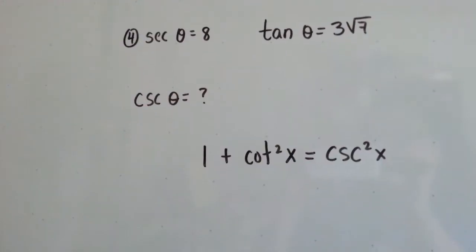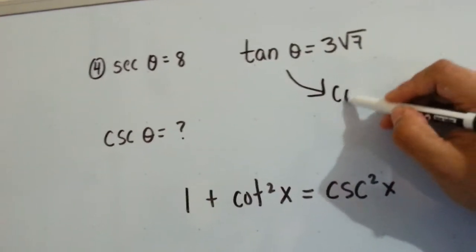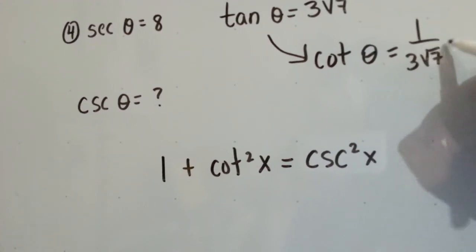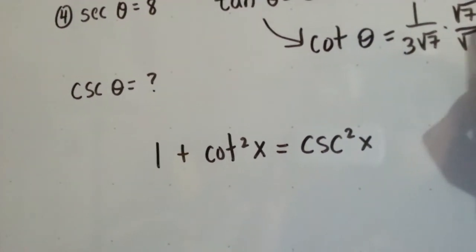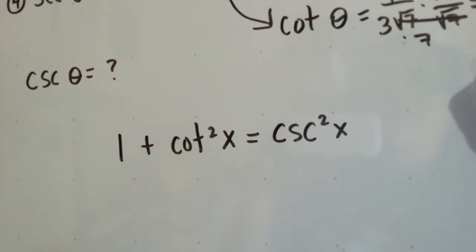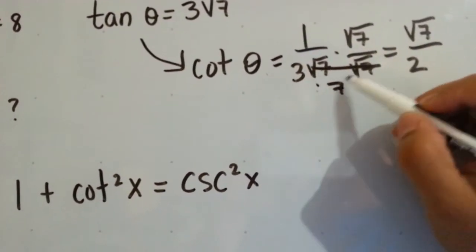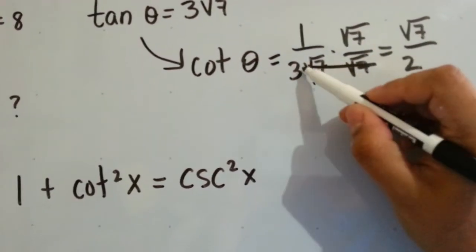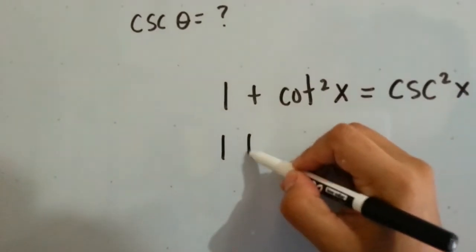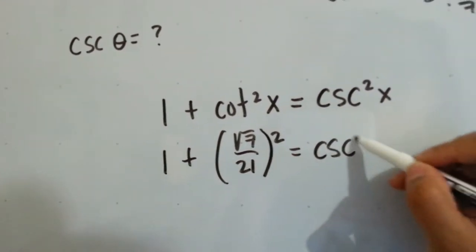Alright, we need the cotangent so that we can plug it in over here. Cotangent theta is just going to be 1 over 3√7. We can't have √7 on the bottom. So we multiply top and bottom by √7. The √7 times the √7 becomes 7. So the numerator is √7 over 3 times 7, which is 21. So that's the cotangent. So 1 plus (√7 over 21) squared equals the cosecant squared x.